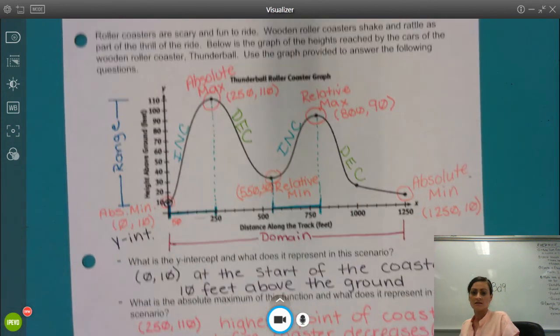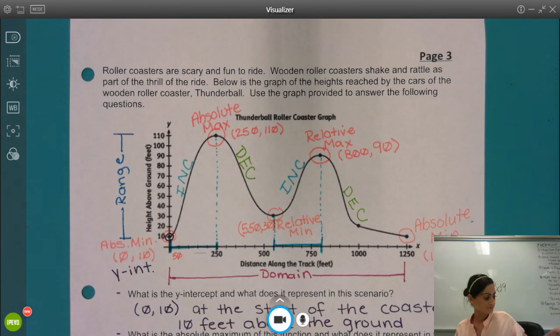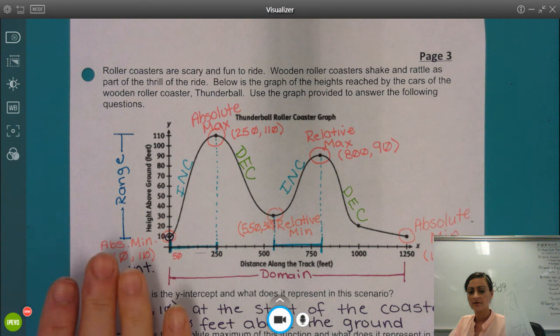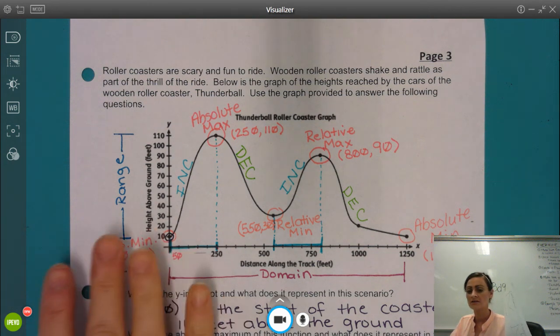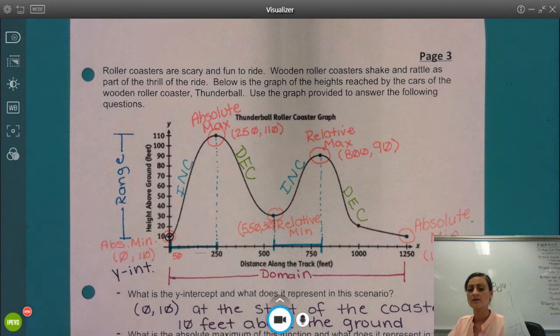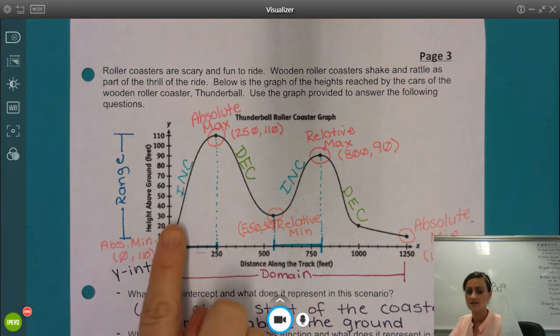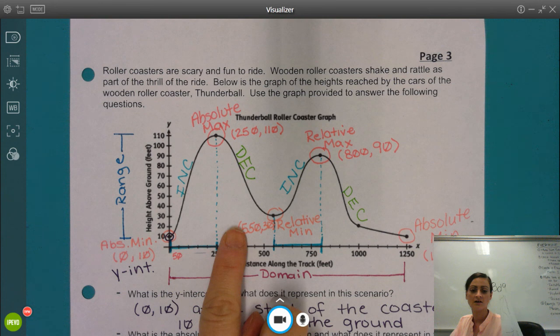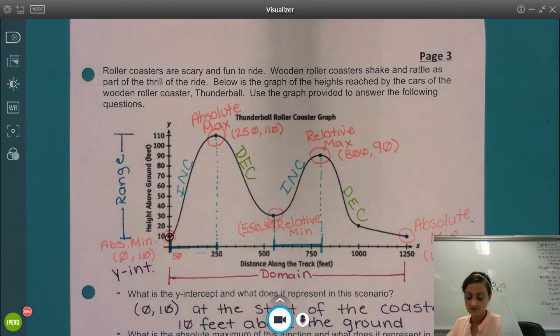So that is an overview of the vocabulary terms that we had on the left-hand side of our page. The only one we did not talk about was a constant interval. And the reason we didn't talk about a constant interval is because there is no point in time in our roller coaster where we are just moving sideways and not changing our height. So a constant interval is just going to be a horizontal line that does not change its y value.